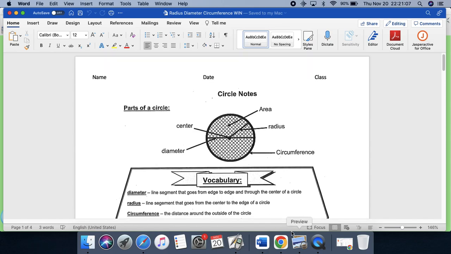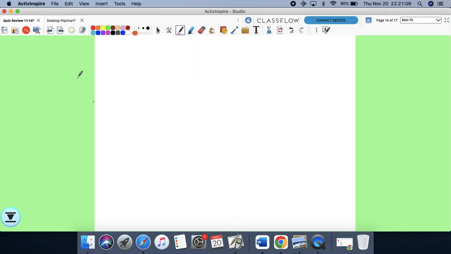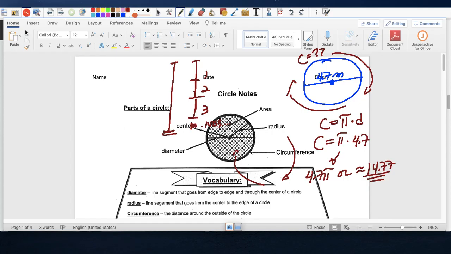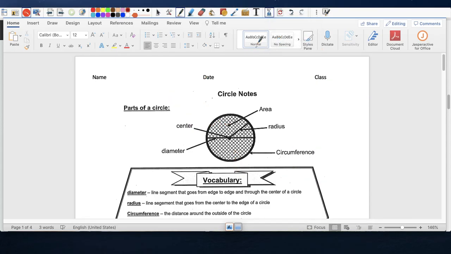So, a circle. Some of the terms you have to be familiar with. There's a center of the circle. Right? That's the center. So I'll draw another circle here. That's the center.